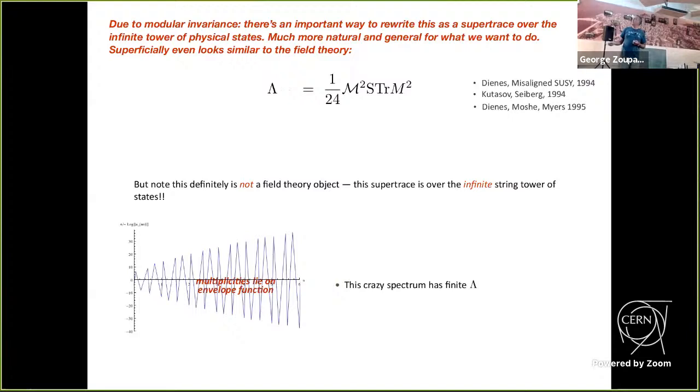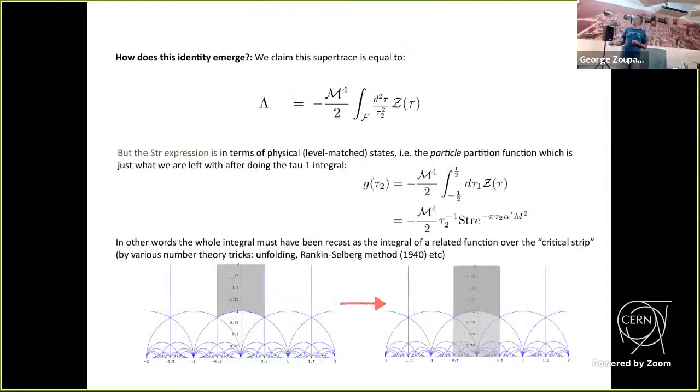But because of modular invariance, I can write it like that. And the answer is finite. That sum is finite. So I'm just going to give you a little indication of how you get there, because it'll inform the way we think about things a little bit.